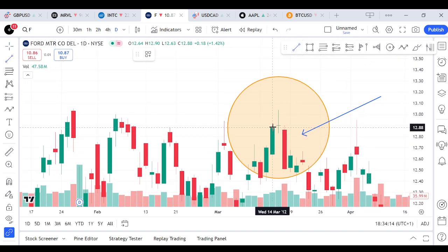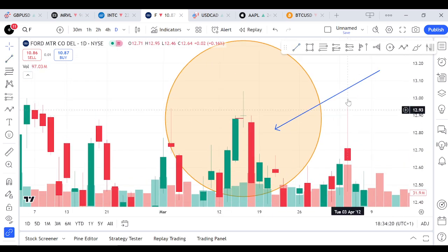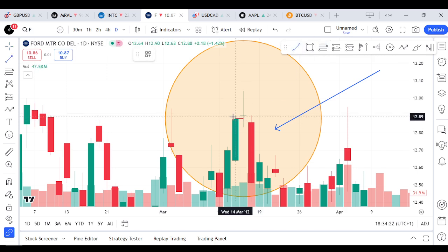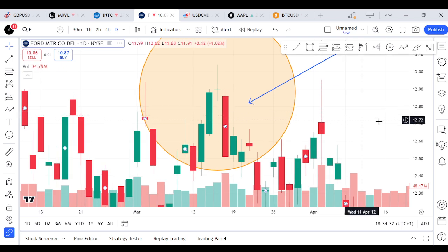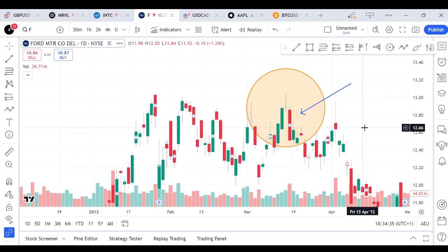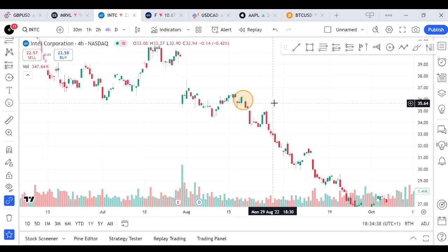You can see the gap between the first candle's close, and let me just zoom in, the first candle's close and also the second candle's opening. There is a gap right there, and that is enough validation. So this is how it looks on the charts in the live markets. Let me find another example.